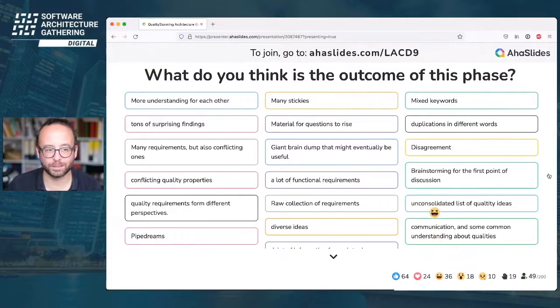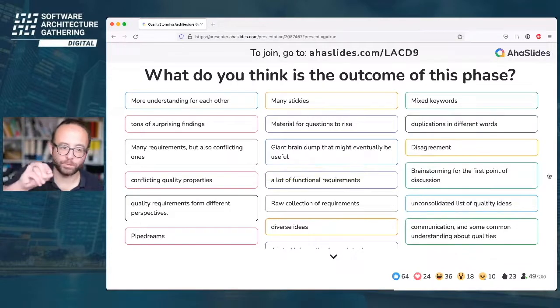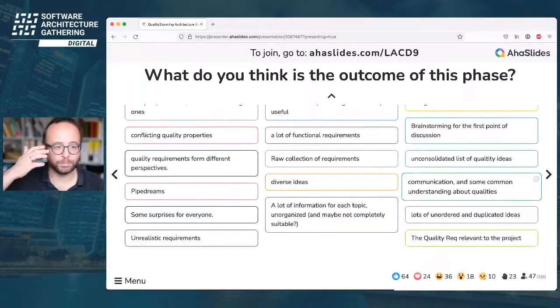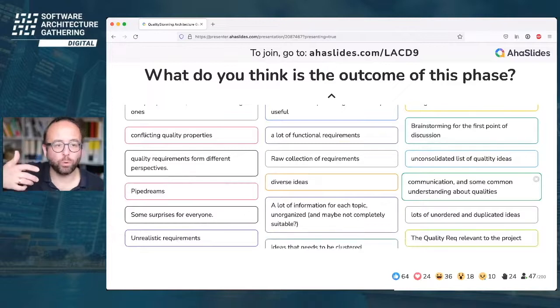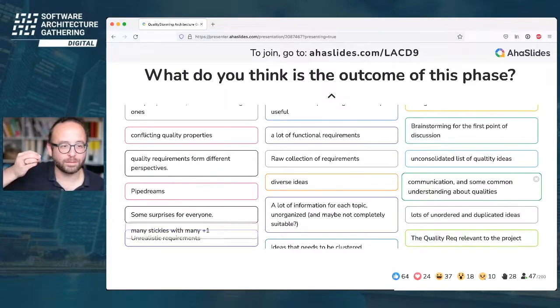Disagreement, yeah, disagreement is great. Why? Because we make it explicitly visible. And this is exactly what I want to provoke in that phase. There are many, many implicit assumptions about the quality requirements in various people's heads. And those assumptions, they will differ. And I want to make that difference explicitly visible.